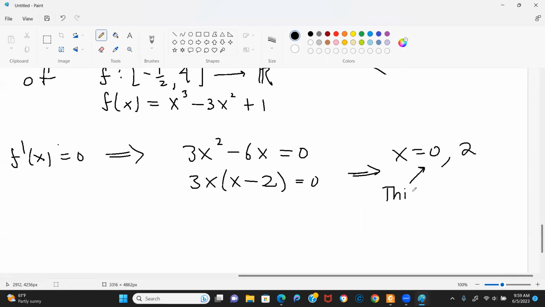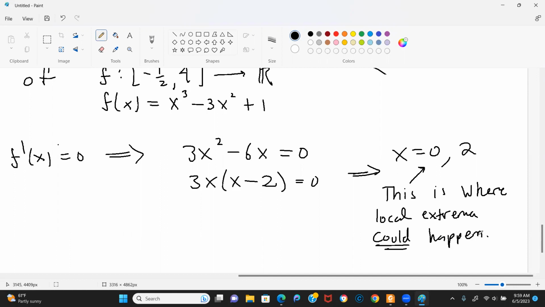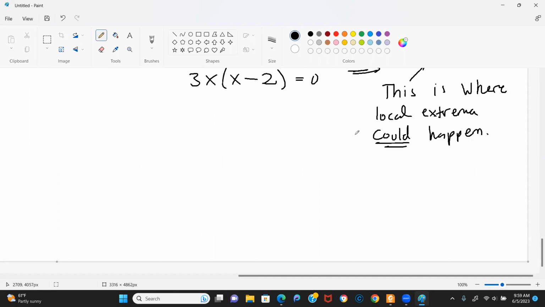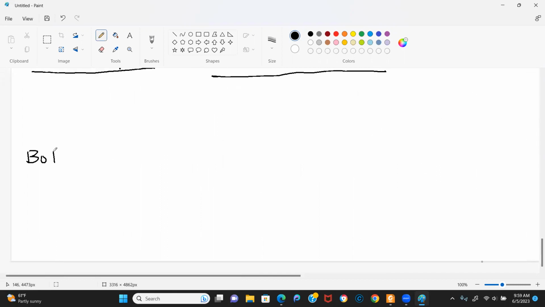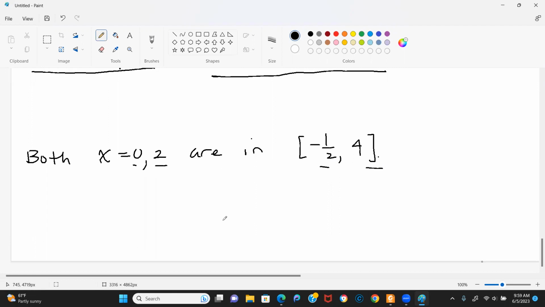So this is where local extrema could happen. We could have local extrema there, but it's not guaranteed. We have to do some calculations. Now, both of these are in the interval, so x equals 0 and 2 are in the interval from -1/2 to 4. So we need to compute the function at 0, 2, and these endpoints and compare the values.